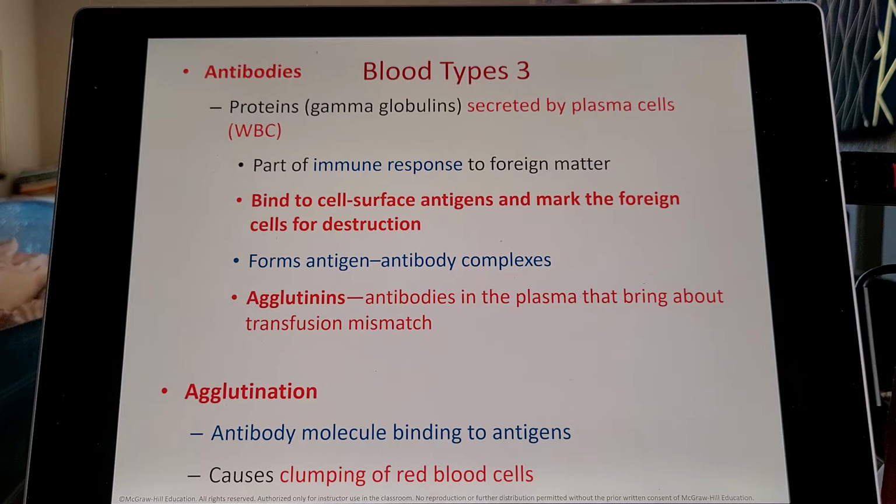Remembering there are some blood types that actually don't make certain antibodies, and so they're able to receive more blood than other types. Okay, so still on that same one, define agglutinins.